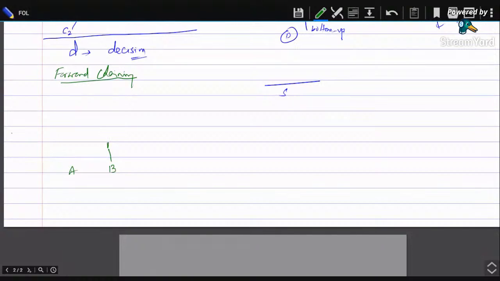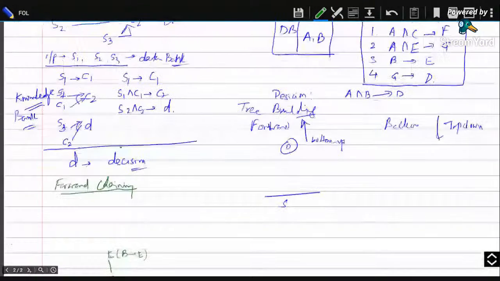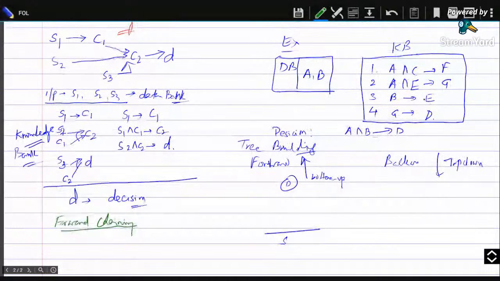So since B is true, E is true. Done. Then I know E. The first one I cannot use because C is unknown. Oh, the second one is now available. A and E both are available. Therefore, I can now go for A and E.